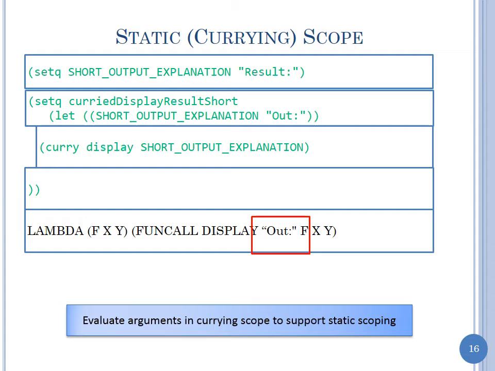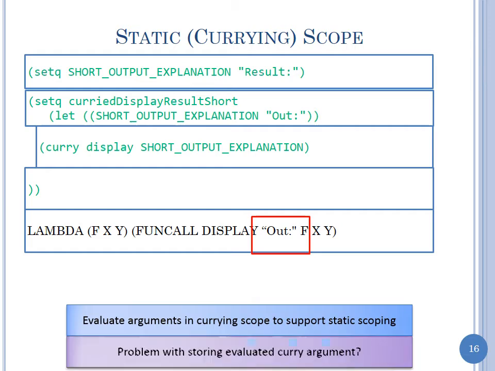So we are evaluating arguments and currying scope to support static scoping. That's almost good. But think about evaluating it. What's going to happen when I do a FUNCALL display? Will that evaluated argument be evaluated again in a FUNCALL? You guys have done FUNCALLs. So you get a double evaluation.